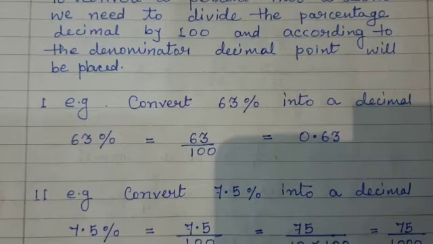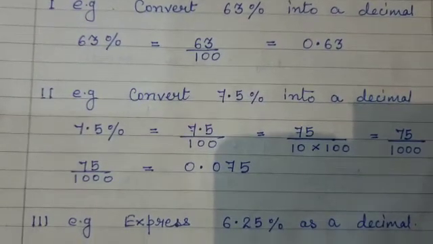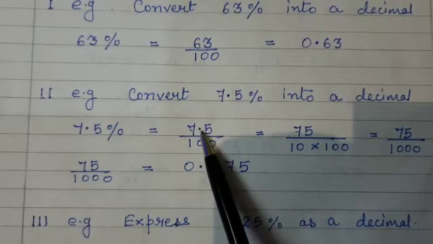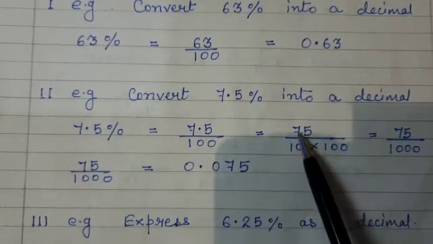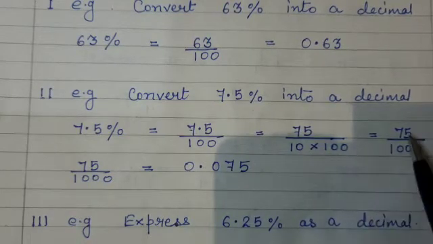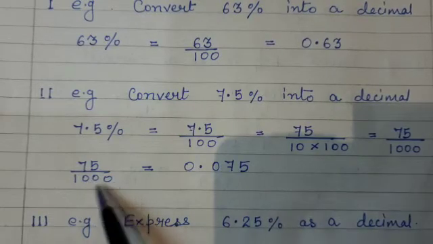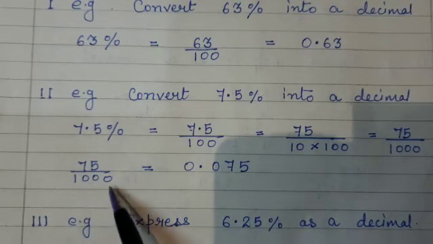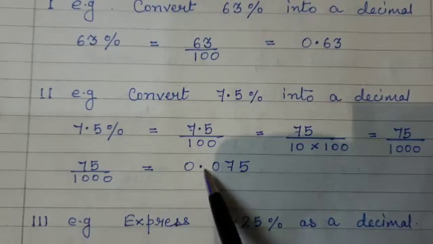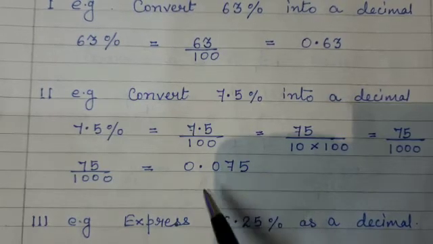See another example. Convert 7.5% into a decimal. 7.5% means 7.5 upon 100. And when we remove this decimal point, it will be 75 upon 10 into 100. Finally, it is 75 upon 1000. And there are 3 zeros in the denominator. Therefore, 3 decimal places should be there. And finally, the answer is 0.075. In this way, we can convert.